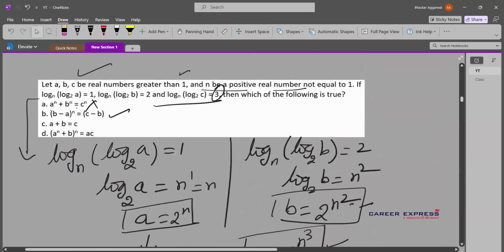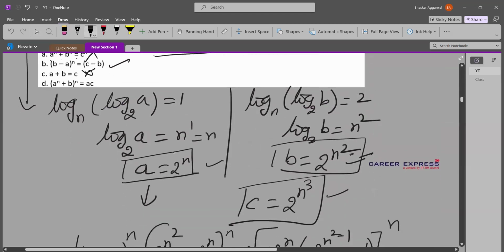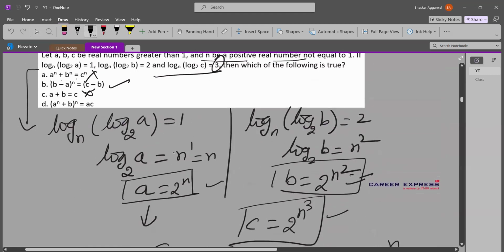Similarly, we can check for option C and option D. Option C is obviously wrong. a plus b will not be equal to c. So option C is also wrong. Hence, the only option that is left is option D. We can simply mark that without checking.